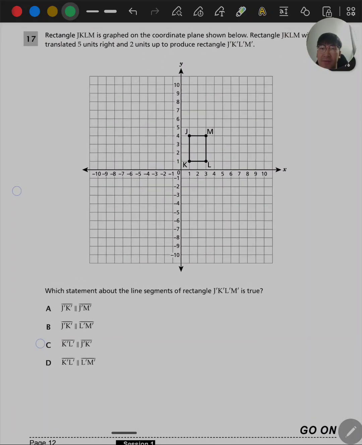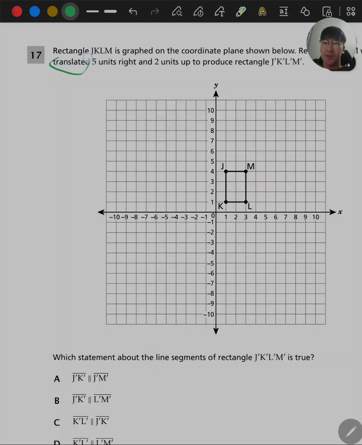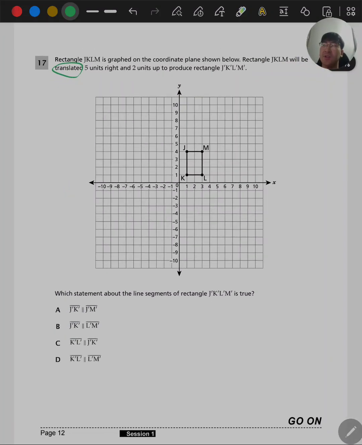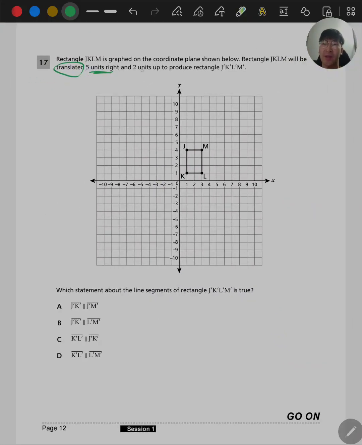Next. 17, more geometry stuff. Okay, so rectangle JKLM is graphed on a coordinate plane. The key main word is this, translation. Okay, so translation is a fancy way of saying moving a shape, okay? So when you move a shape on the plane, think about what's happening, right? Like, so here you're moving it 5 units to the right and then 2 units up. So then this thing is going to move. Every single point is moving 5 units this way and then up 2 units.